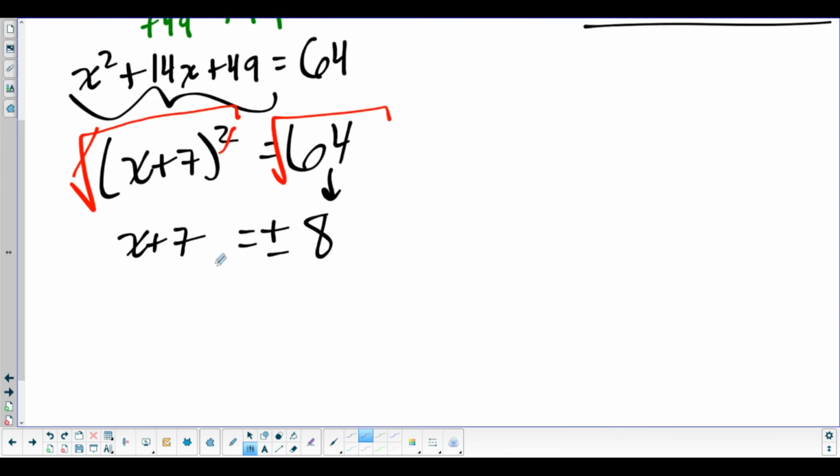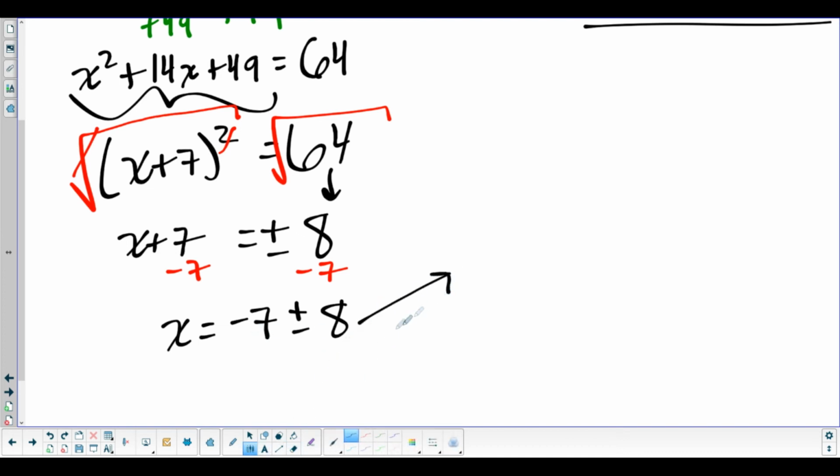And really what that means is I need to figure out what x is by itself. So I'm going to subtract 7, and I get x equals negative 7 plus or minus 8. Now, this is not really a good equation because this is actually two things at once. I can't combine these, as it were. I can't say that this is plus or minus 1, right? That would be negative 7 and 8.